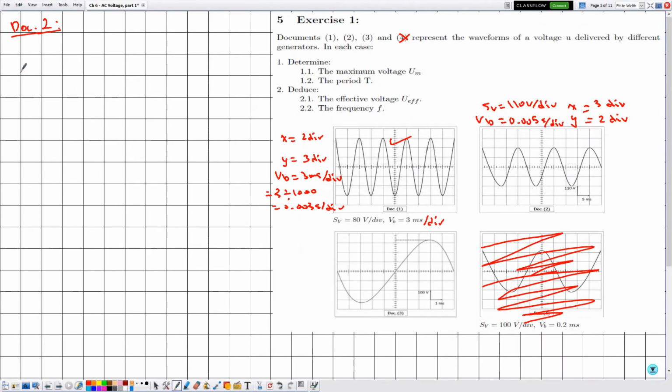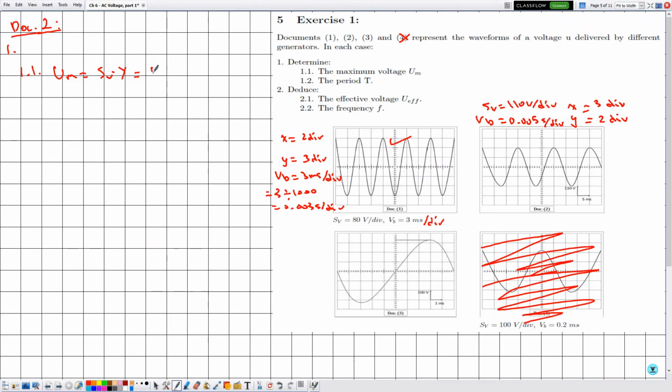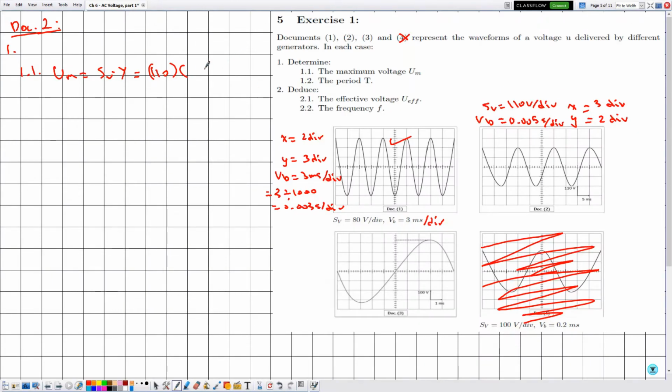Let's start with 1.1. They are telling me to determine UM. So UM is given by SV multiplied by Y. The value of SV in this case is given by 110. And the value of Y is given by 2. So plugging this on the calculator, the value of UM is 220 volts. So UM is equal to 220 volts.